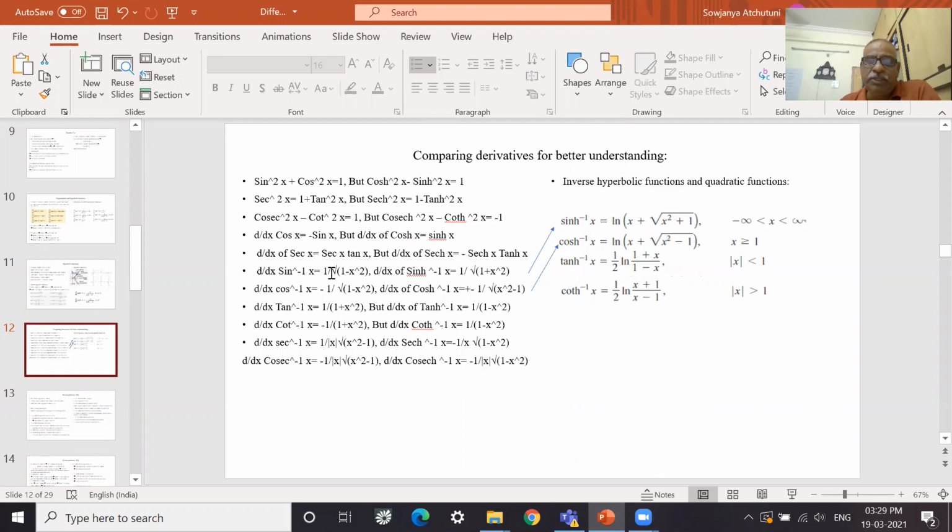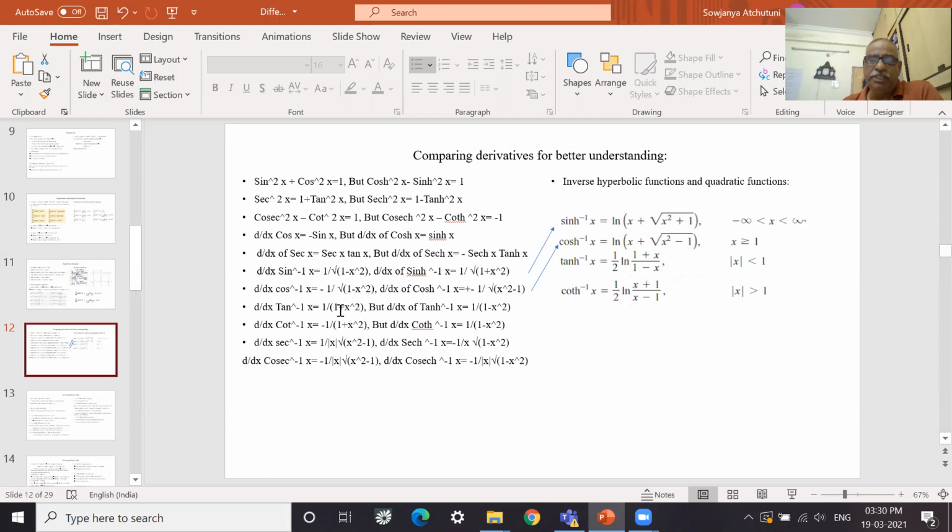Sin inverse x is 1 by square root of 1 minus x square. Sin h inverse x is 1 by square root of 1 plus x square. This is 1 by square root of 1 minus x square, this is 1 by square root of 1 plus x square. This is minus 1 by square root of 1 minus x square for cos inverse x. This is plus or minus 1 by square root of x square minus 1. This has come from this relation.